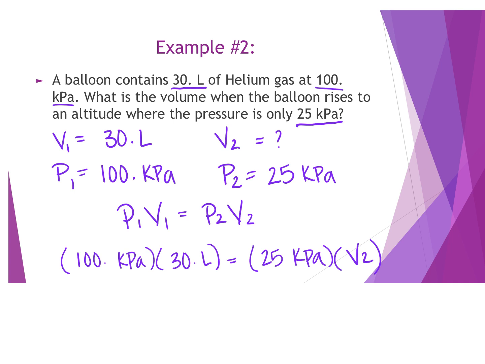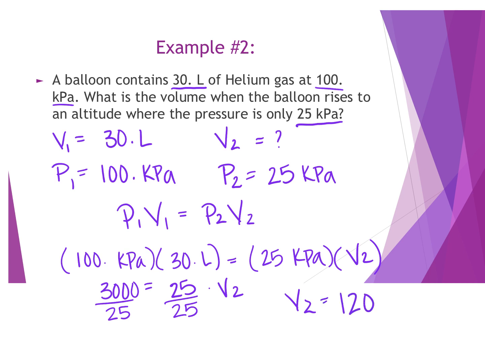Okay, what's 100 times 30? Okay, so we have 3,000 equals 25 times V2. What's my next step? Next step, you got to divide both sides by 25. Okay. What's 3,000 divided by 25? Okay, 120. And what's your unit for volume? Okay, liters. It'll just match whatever V1 was.